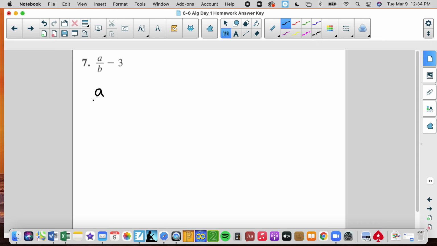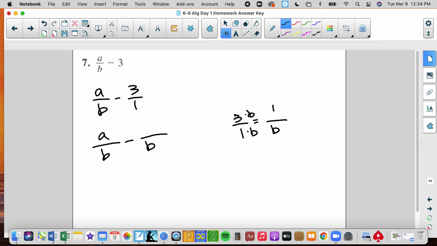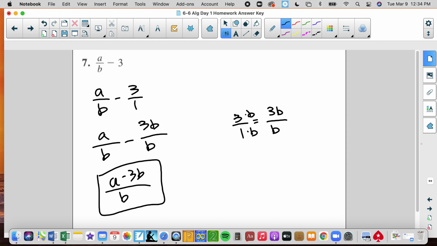All right, a over b minus 3 over 1. Common denominator is going to be b. A over b stays as a over b. So now I have 3 over 1 equals what over b? I'm going to multiply by b. 3 times b is 3b. We have like denominators. Let's write everything in the numerator. And a minus 3b doesn't have a common factor, and it's not a difference of squares.